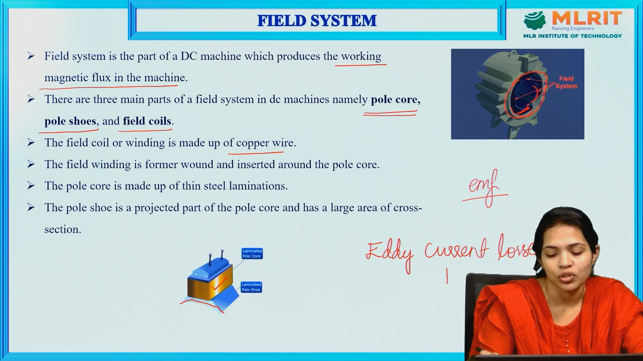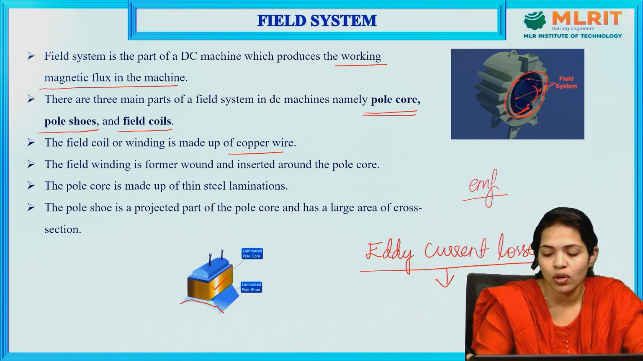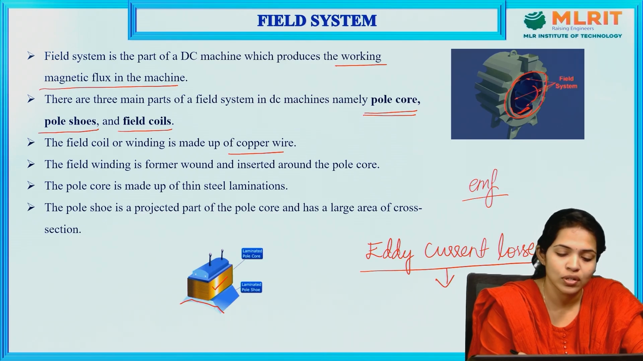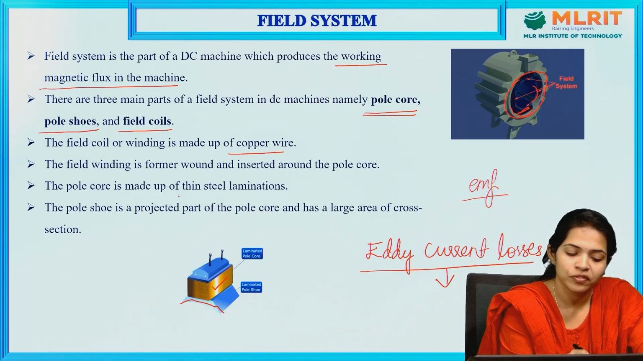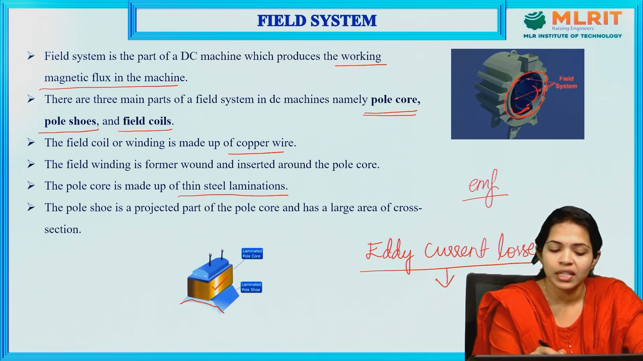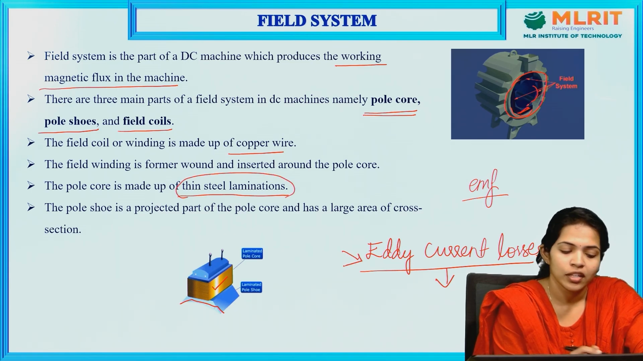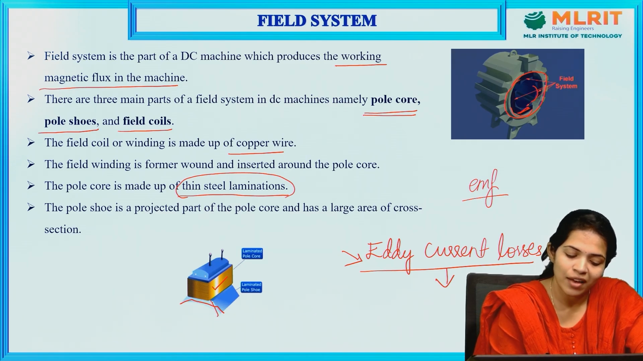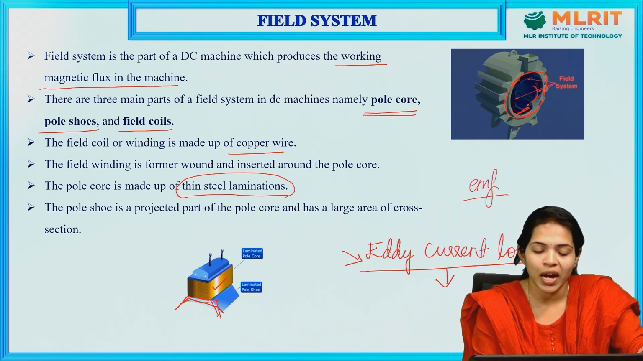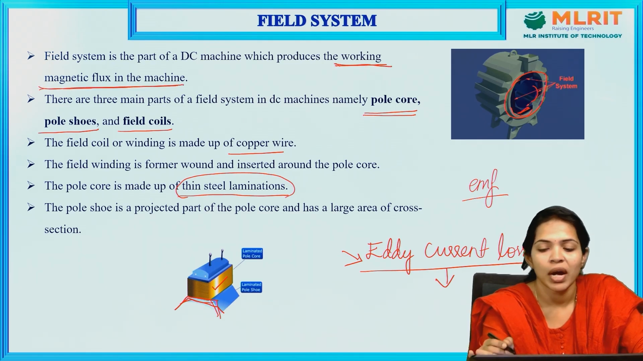in a DC machine. What eddy current losses are will be discussed clearly under the topic of losses in a DC machine. And the pole core is made up of thin steel laminations. These laminations are there to avoid these losses. This pole shoe, which is projected, will have a larger cross-sectional area to provide a uniform path for the working magnetic flux flowing in the outer part of a DC machine.